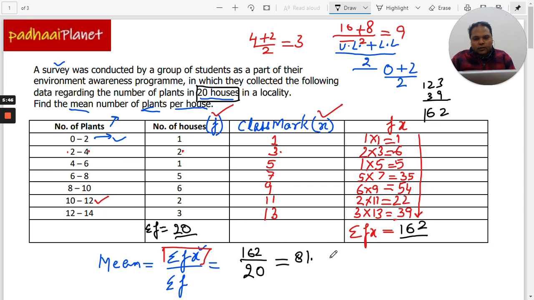point, yeah. So this is going to be, we'll just simplify it. So this is going to be 81 upon 10, and the answer is going to be 8.1, right? So this is what it is.